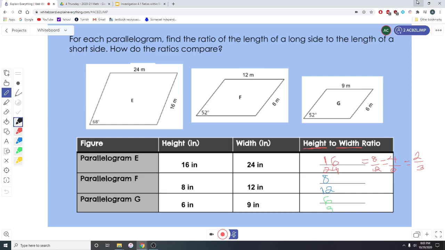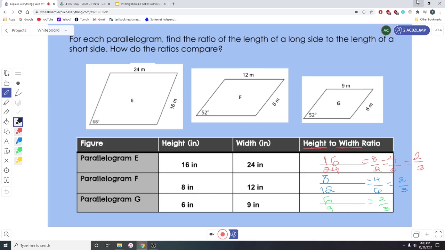Let's talk about F. 8 over 12 can be reduced to 4 over 6. But I can reduce that even more. This can reduce to 2 over 3. Okay, well, let's look at parallelogram G. 6 over 9, we can reduce that by dividing by 3. And that can reduce to 2 over 3.